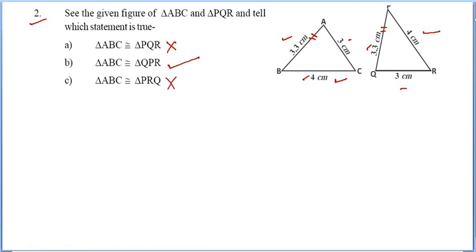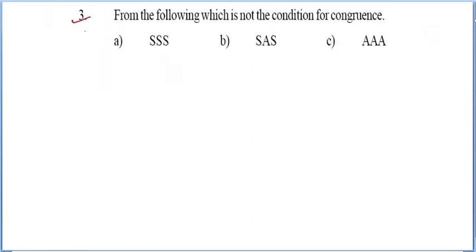Now you can come to the third one. From the following, which is not a condition of congruency? So this one is not a congruency. This is also congruency, this is congruency, but this one is not a congruency. So that is correct. So your option C is correct.